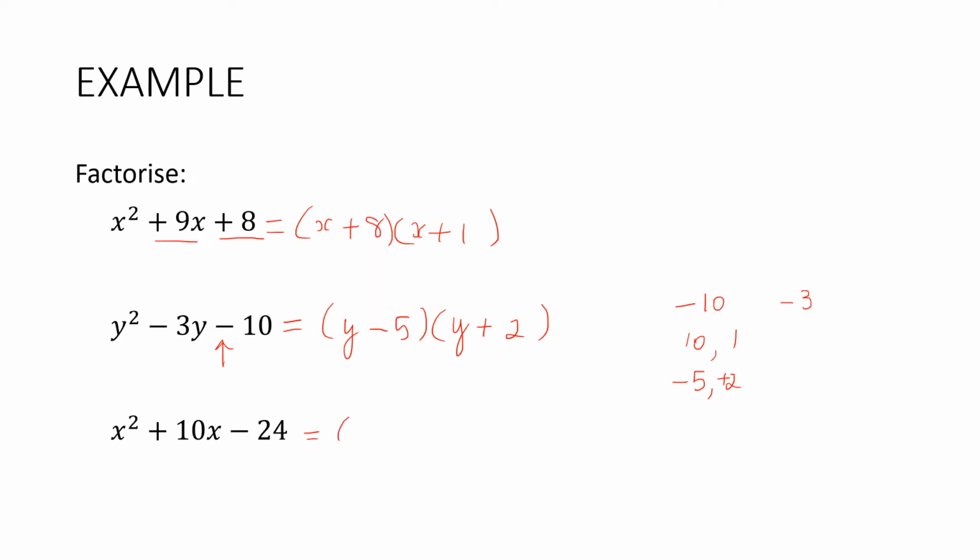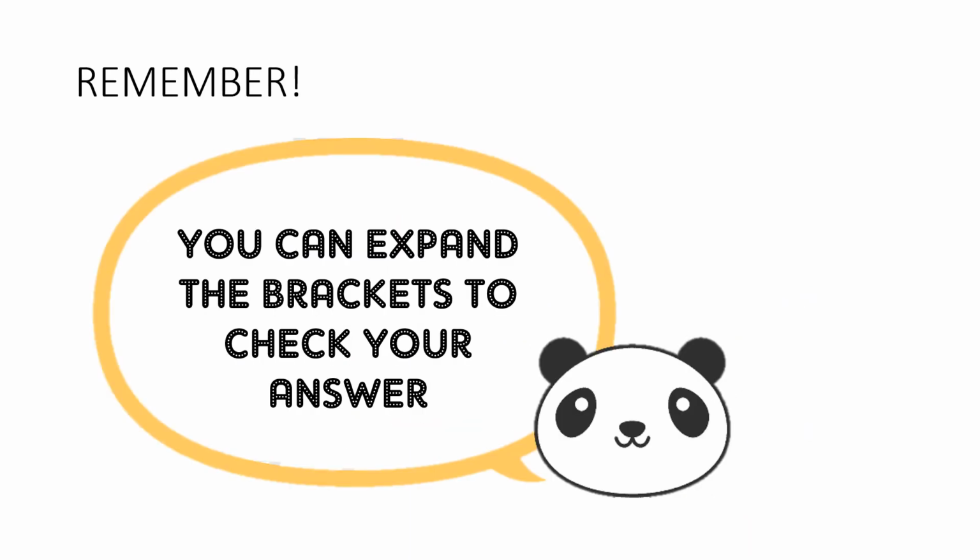And then finally this one. Again, I've got different signs. x, x. I want factors of negative 24 that add to positive 10. 24 and 1? No. 12 and 2? Yes. I want the bigger one to be positive. So plus 12, minus 2. Remember, you can always expand your brackets to check your answer.